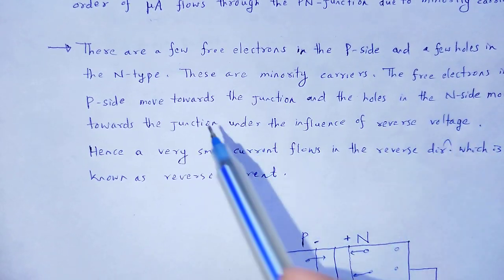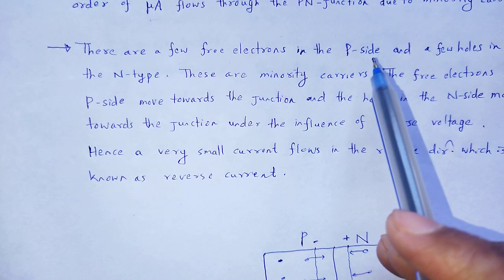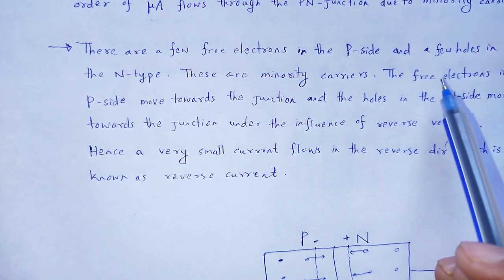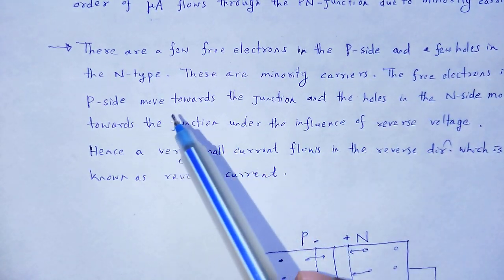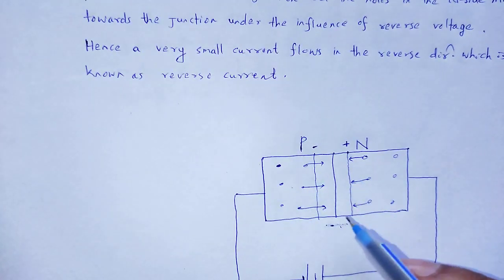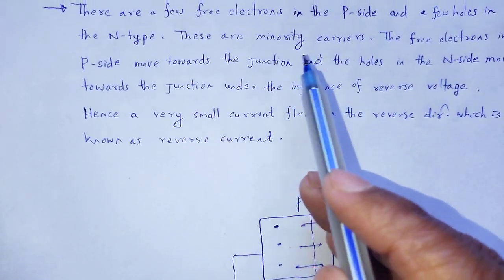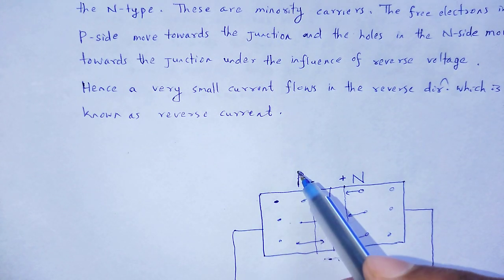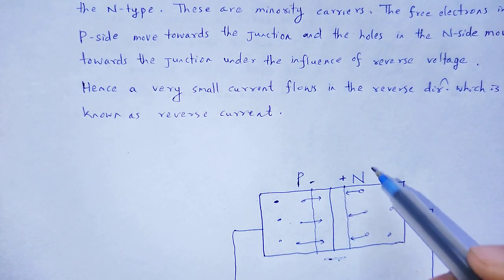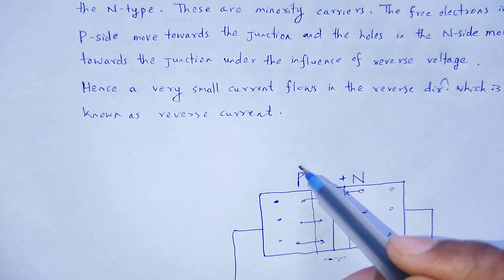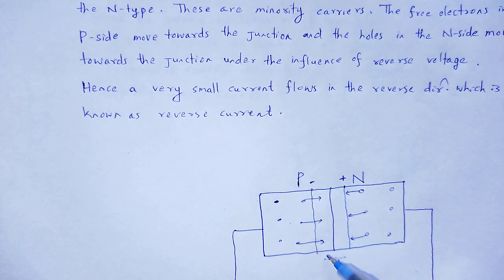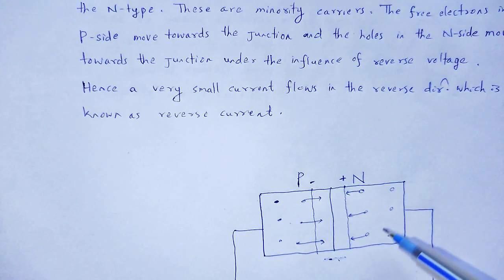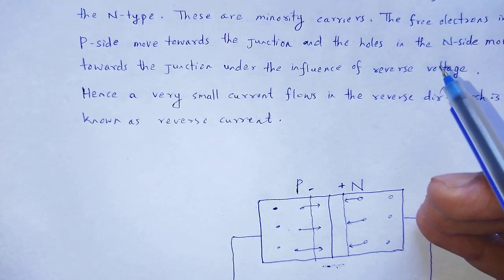Let me discuss it. There are a few electrons in the p side and a few holes in the n type. These are minority charge carriers. Free electrons are the minority charge carriers in p type and holes are the minority charge carriers in n type. In p type, the majority charge carriers are holes. In n type, the majority charge carriers are the free electrons.